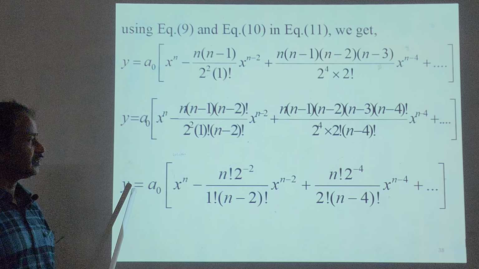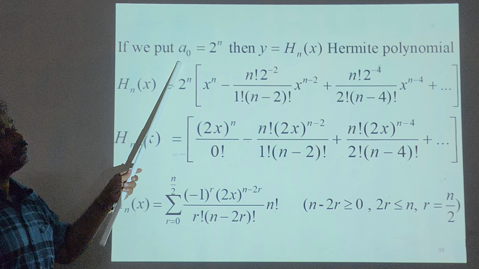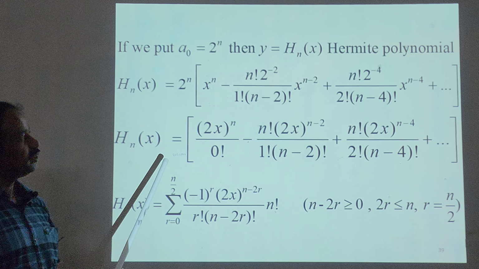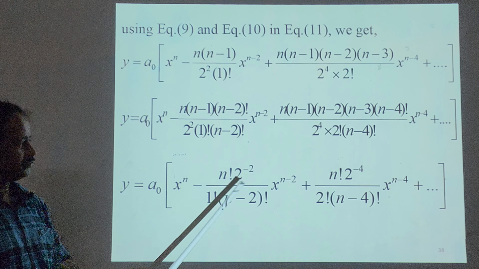So we have simplified the expression for y. So now accordingly we just put a naught equals 2 to the power n, you will have the total Hermite polynomials, which is y equals Hn of x.